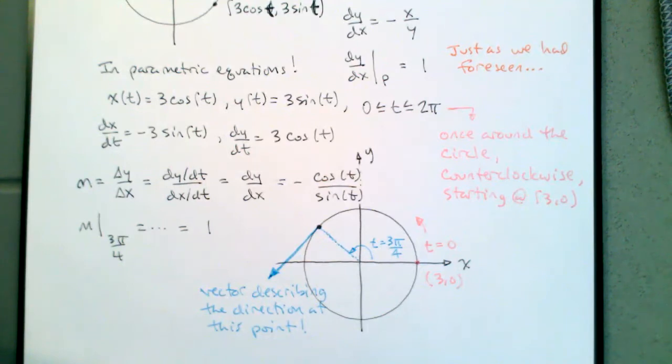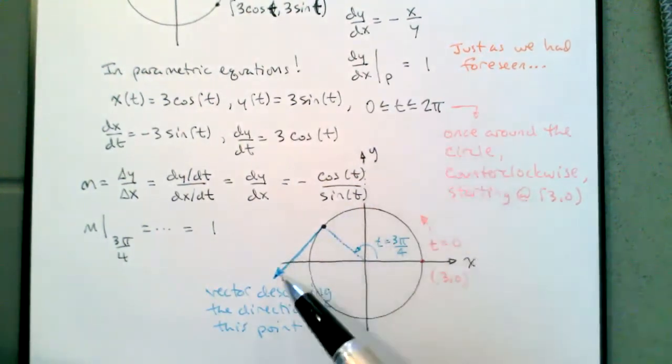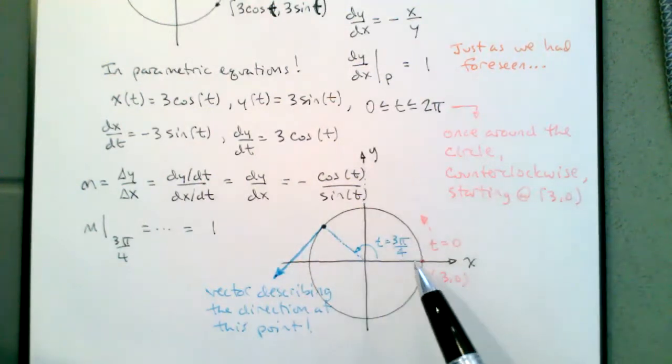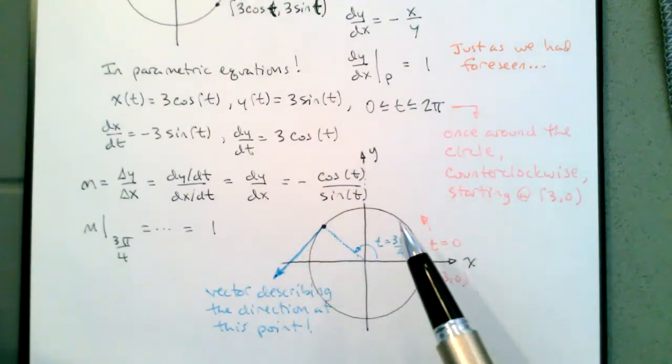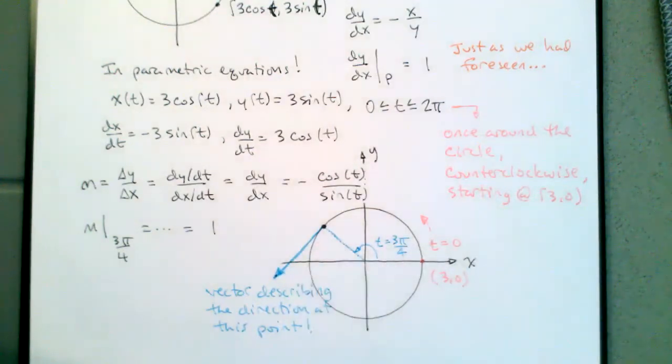So the slope of the line tangent to the circle at that point is 1. And if I just drew a line here without any kind of direction, we can see that the slope is going to be 1. But now that we've parameterized the curve, we have a direction as we travel this path around the circle. So everything is headed in a particular direction.